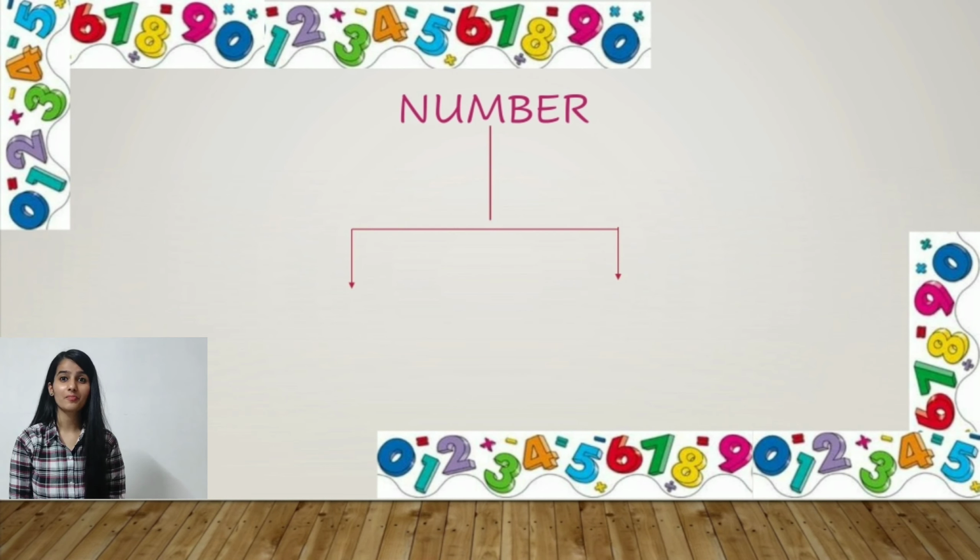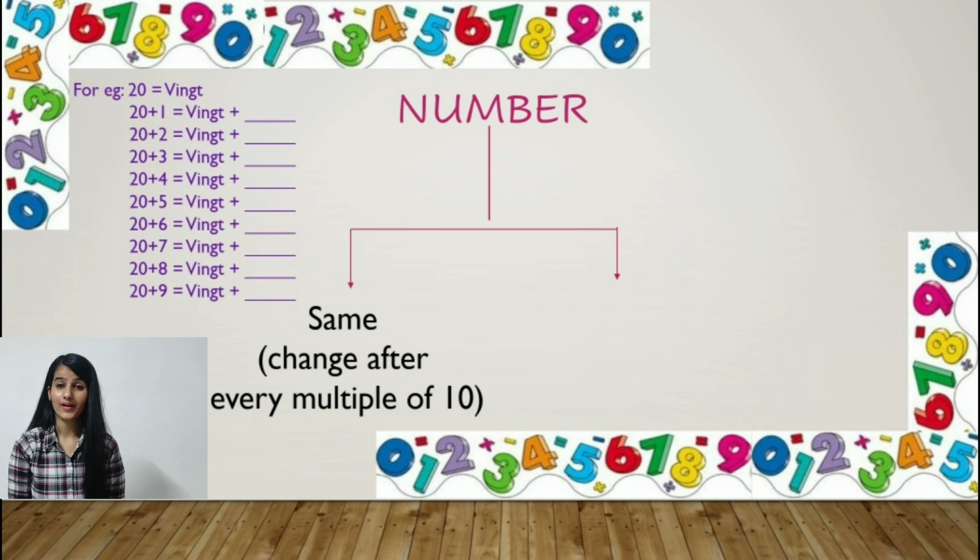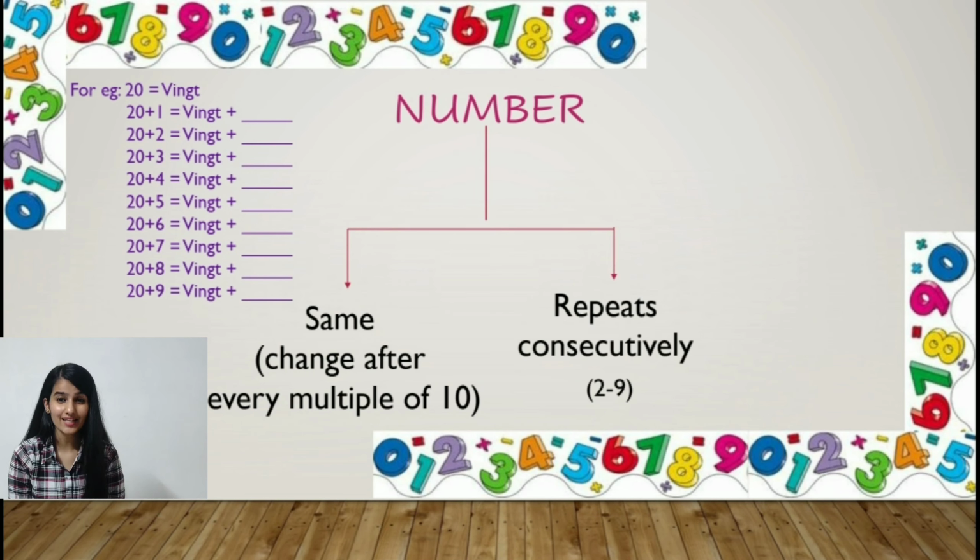The first part will remain the same for 9 numbers and will change after every multiple of 10. For example, let's say for 20. So 20 we know, vingt. After that, from 21 to 29, the first part will remain the same, vingt. Same goes for 30, 40, 50. And now talking about the second part, it will repeat consecutively from 2 to 9.